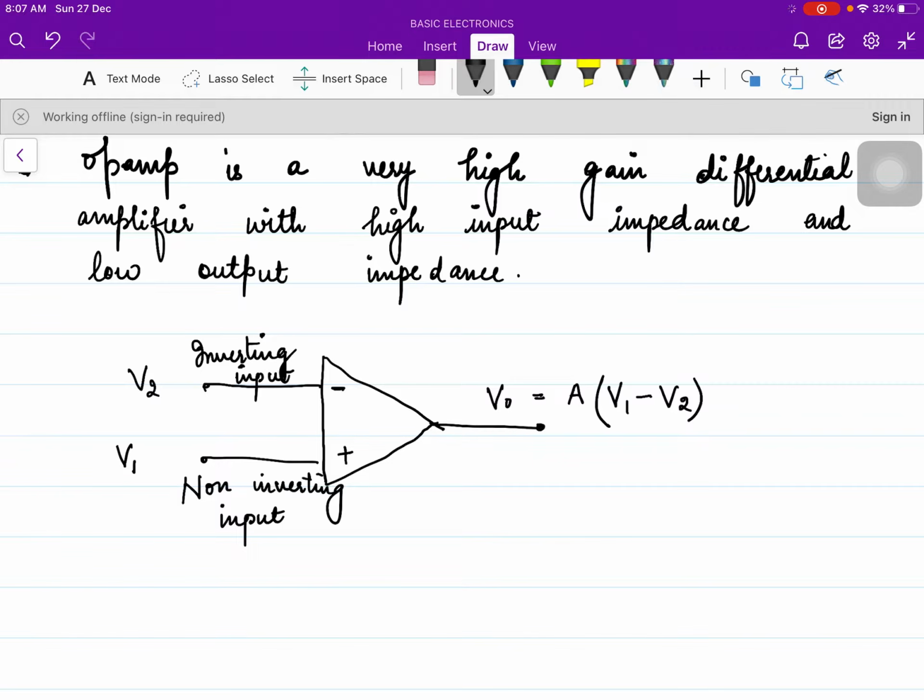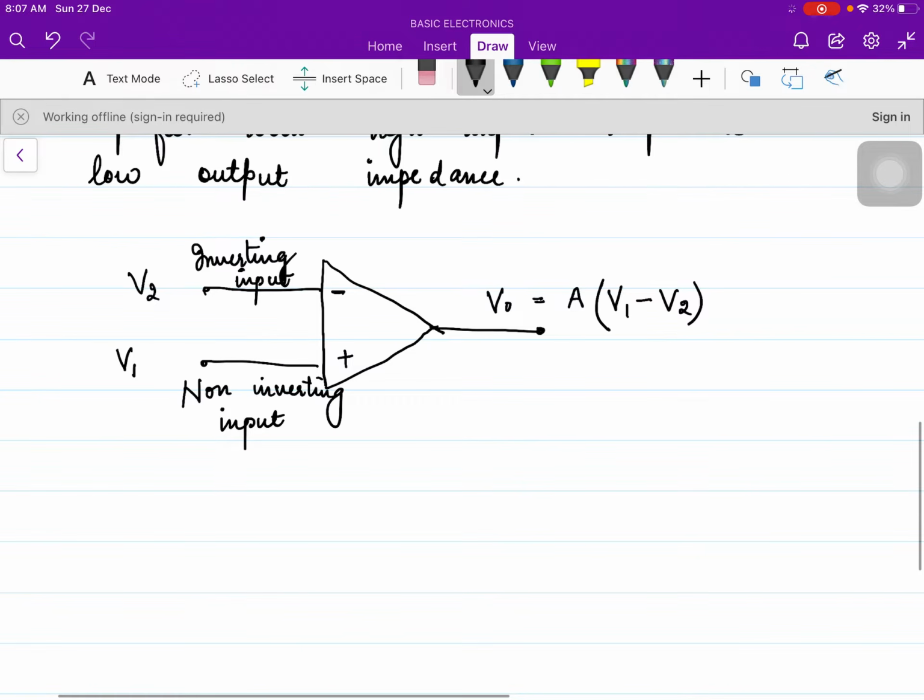The gain is very high in the case of op-amp, which is very desirable. It amplifies the difference of the two voltages, that is why it is called a differential amplifier, and it has high input impedance and low output impedance. Now the second point about op-amp is, as we have already discussed, that it also performs mathematical operations.